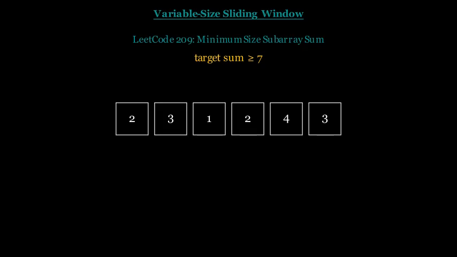Because a smaller window that still satisfies the condition is always a better answer than a larger one. You only stop shrinking when removing one more number would drop you back below the target.